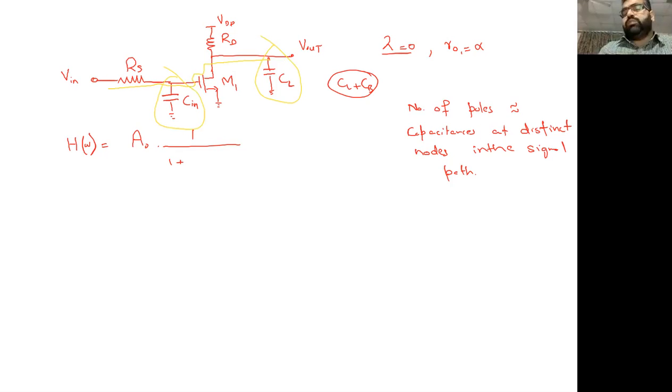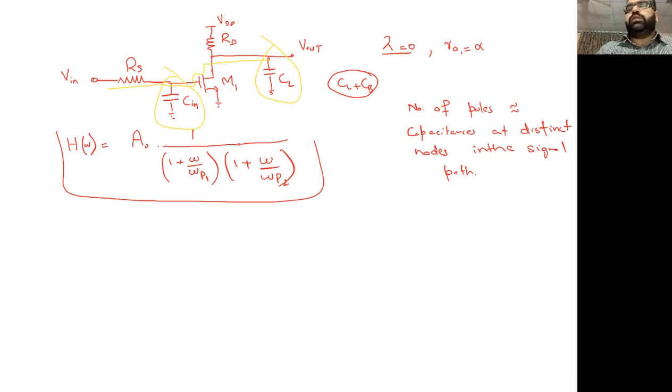Any other capacitance at this moment, even if it comes, if it's not in the signal path, it's not going to be counted. So we have two capacitances. They are distinct. They are in the signal path. So I'm going to consider two poles. So I can explicitly write, I am concerned about omega P1 times 1 over omega P2. And as I mentioned, we're not going to consider zeros at this stage. So zeros are not there. I will just explain when and why they come. But at this moment, you can say zeros are not going to be playing any part in the configuration.